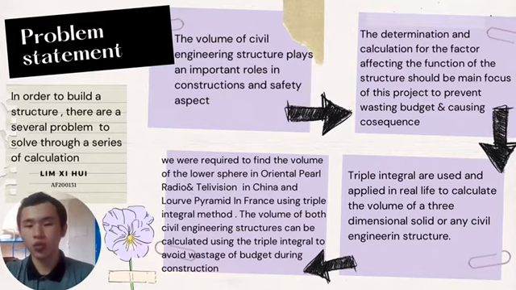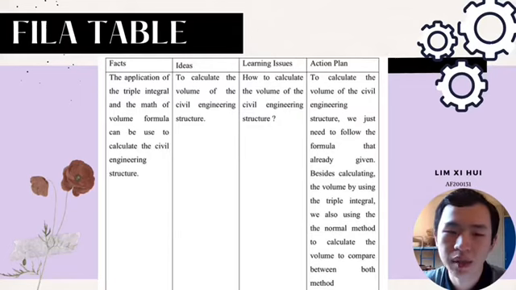So in this report, we use civil engineering structures such as the Oriental Pearl Radio and Television Tower in China, where the shape we take is a sphere, and the other is a pyramid, the Louvre Pyramid in France, which is an inverted pyramid. The volume of both civil engineering structures can be calculated using the triple integral to avoid wasting budget during construction.